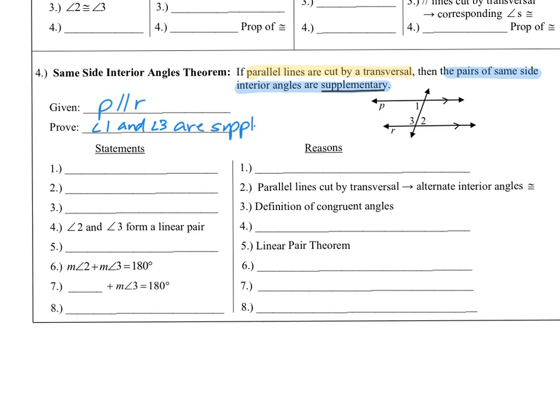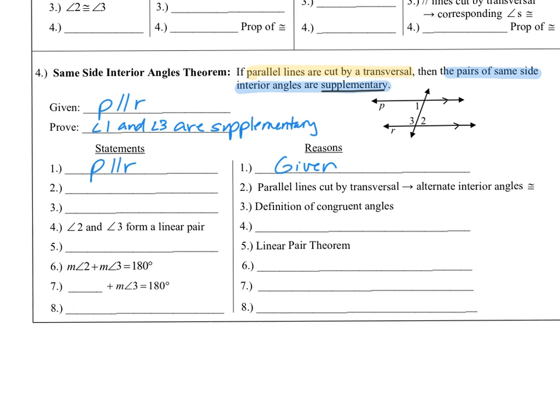So what we're going to do is we're going to show that angles 1 and 3 satisfy the definition of supplementary angles. We're going to show that their measures add up to 180. So starting with our given statement, we have that line P is parallel to line R. Why is that true? Because we're assuming that it's true. That's what the word given means.